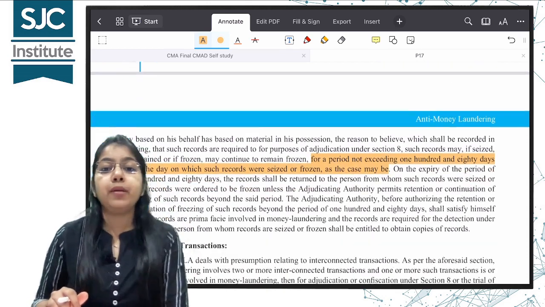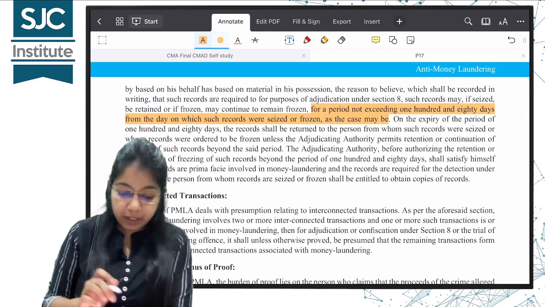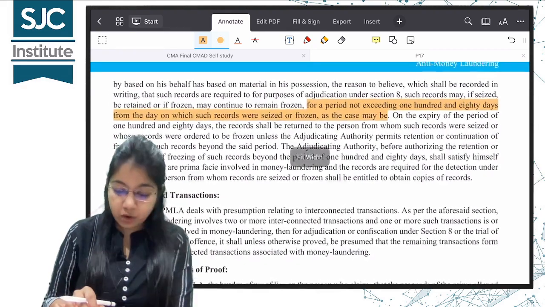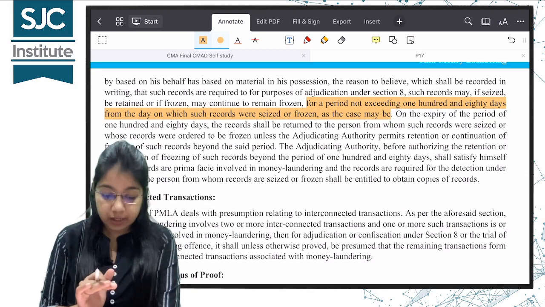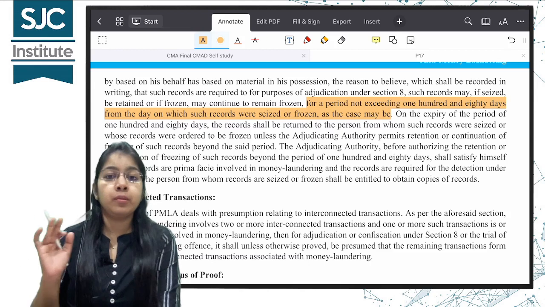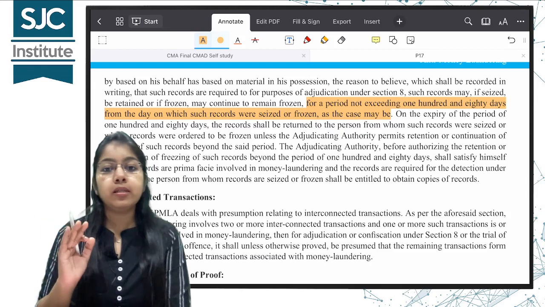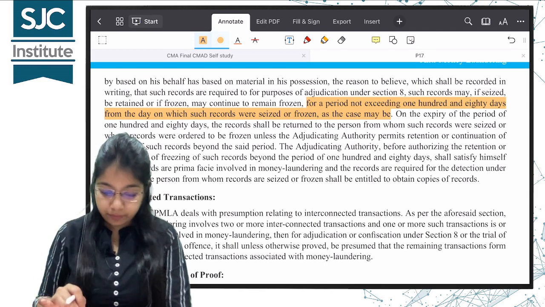And what will happen on the expiry of 180 days? On the expiry of the period of 180 days, the record shall be returned to the person from whom such records were seized or frozen, unless the adjudicating authority may pass an order that no, these records will be continued to be frozen or seized. Okay.